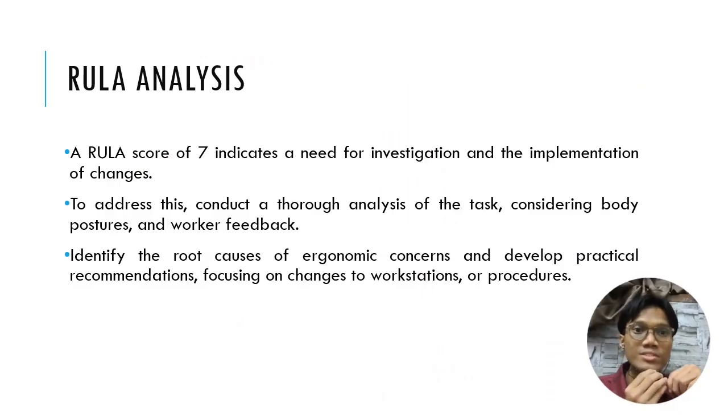A RULA score of 7 indicates a need for investigation and the implementation of changes. To address this, we need to conduct a thorough analysis of the task, considering worker body posture and their feedback. So we need to identify the main root causes of this ergonomic concern and develop a practical recommendation focusing on changes of workstation or procedure.